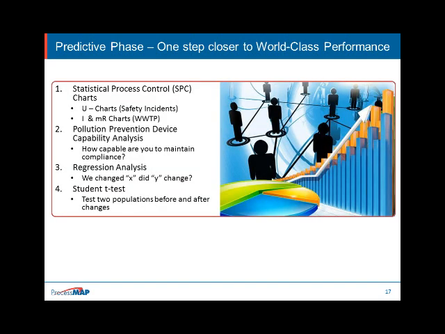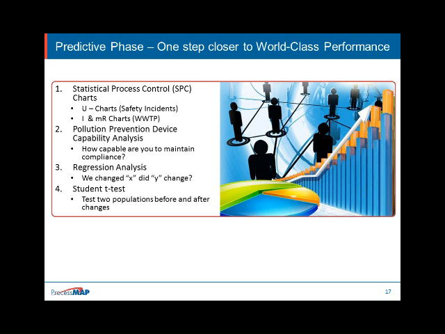Today I'm going to show you how to use statistical process control charts. The proper control chart for plotting safety incident rates is what we call a U chart, and we'll talk more about U charts in a minute. For wastewater treatment plant data, the proper chart to use is the I and MR chart, individuals and moving range chart. We're also going to do some capability analysis to see how capable you are to maintain compliance.